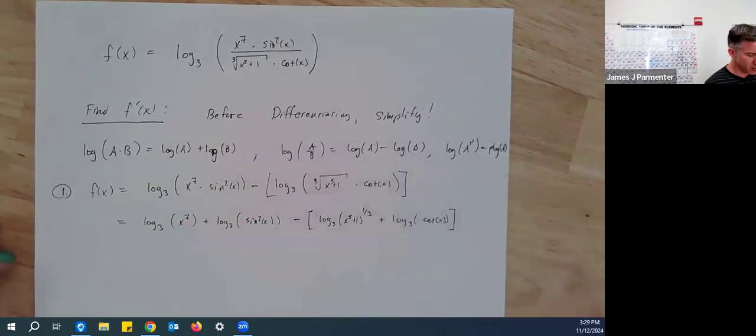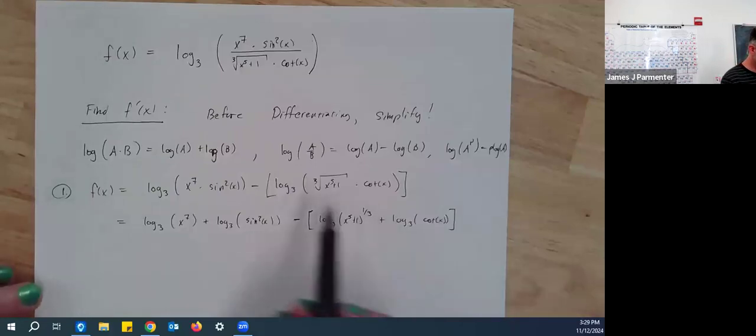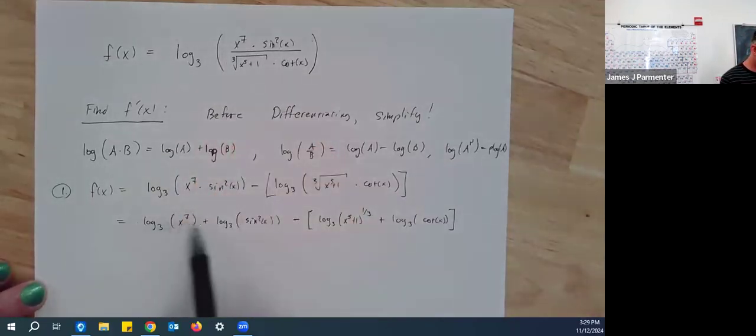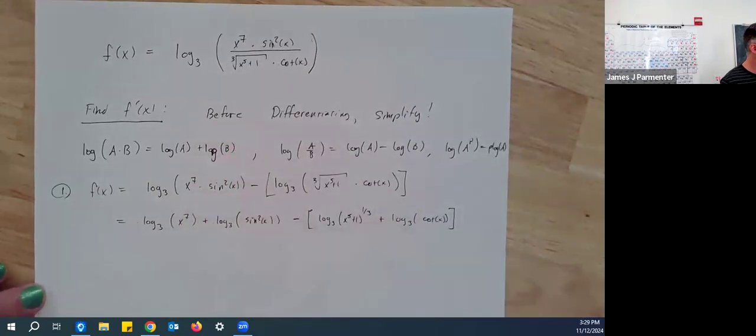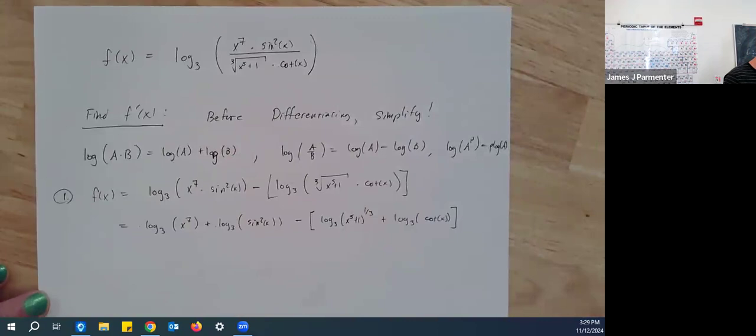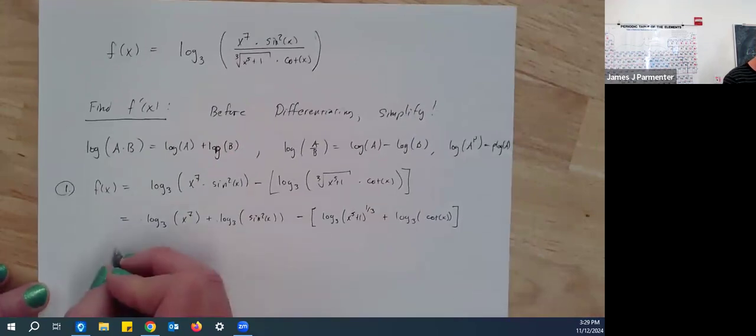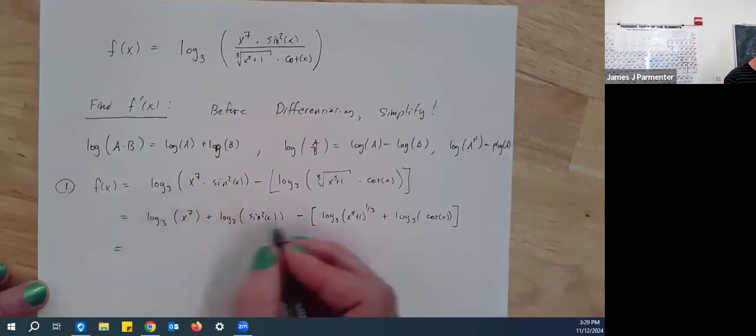I will point out, as I always do for these kinds of problems, everything in the numerator is going to end up with a positive logarithm. Every factor in the denominator is going to end up with a negative logarithm or a negative coefficient for the logarithm. Finally, last simplification, bring down all the powers and distribute the minus sign.